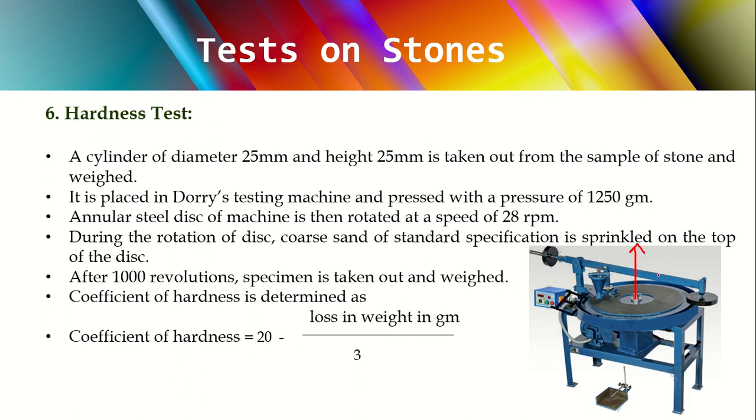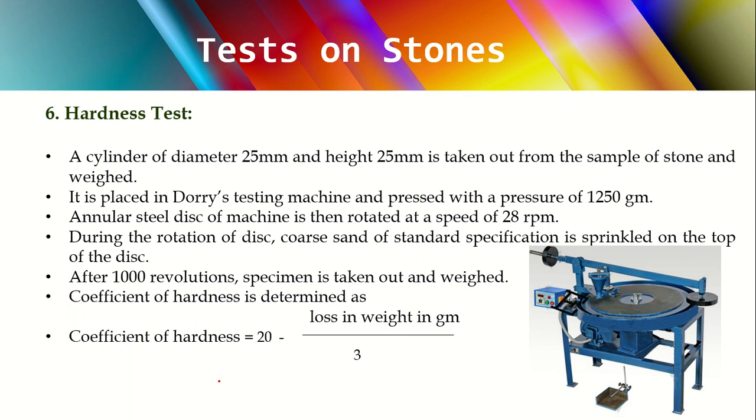You can see this blue color one, right? If your stone sample is somewhere here like this, you try to place the weight on this. So it is pressed with the pressure of 1250 grams, means the weight what you are able to observe here is around 1250 grams.